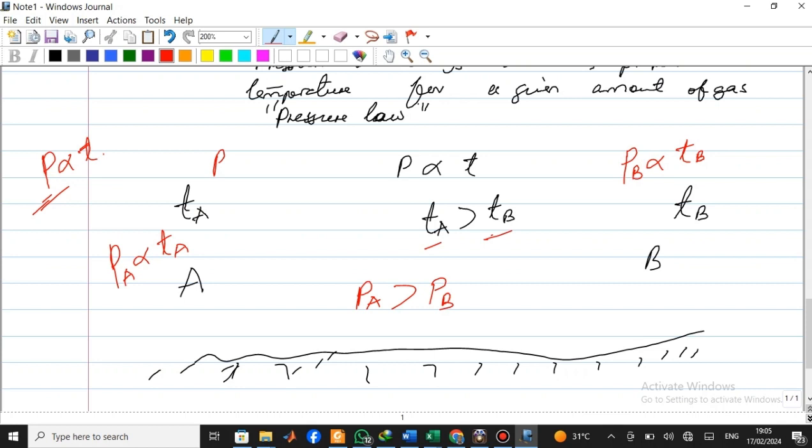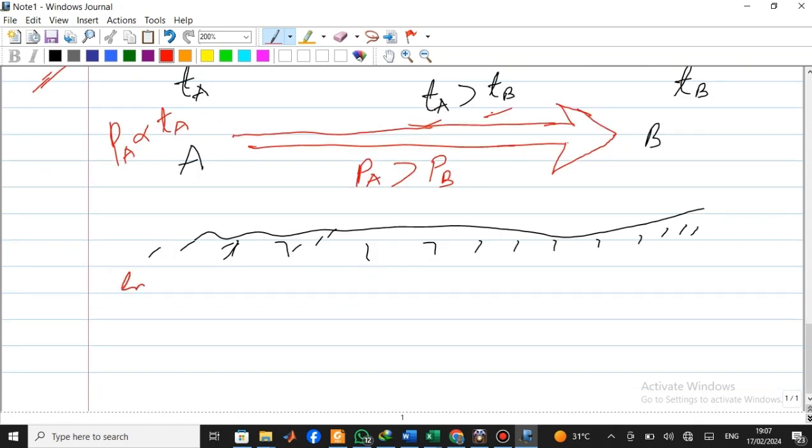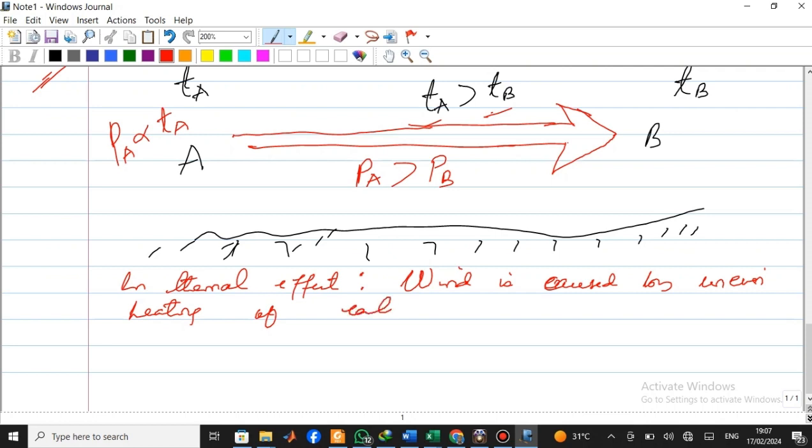So we expect air to move from place A to B, and that moving air we call wind. This moving air is due to the pressure difference between the two places. This pressure difference is caused by uneven heating of the Earth's surface, which causes one place to be warmer than the other, and the warmness creates pressure differences. This is the cause of wind by thermal effect. So you can say that in thermal effect, wind is caused by uneven heating of the Earth's surface, which in turn causes pressure differences. That is the thermal effect.